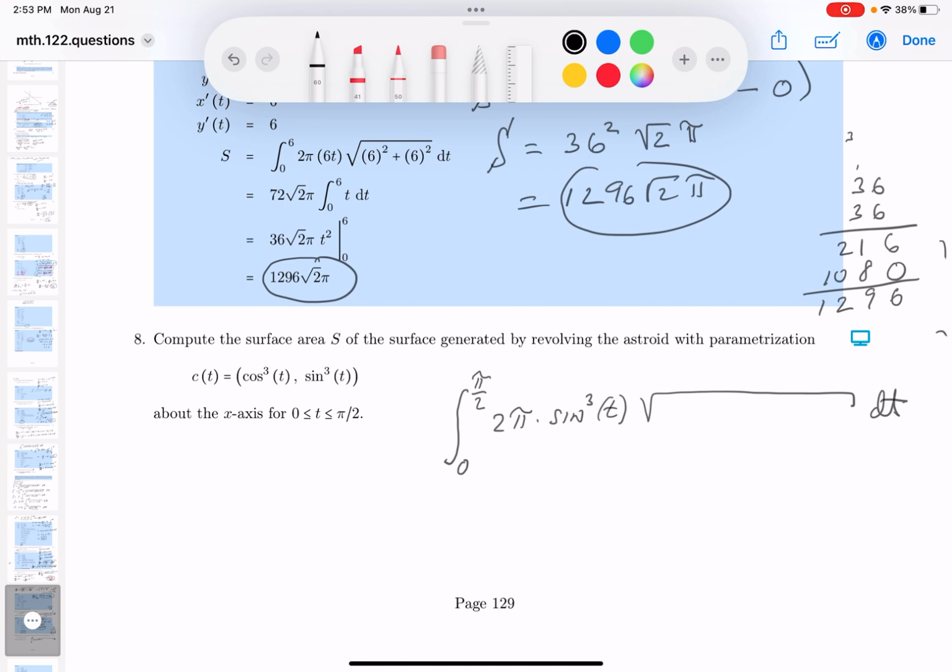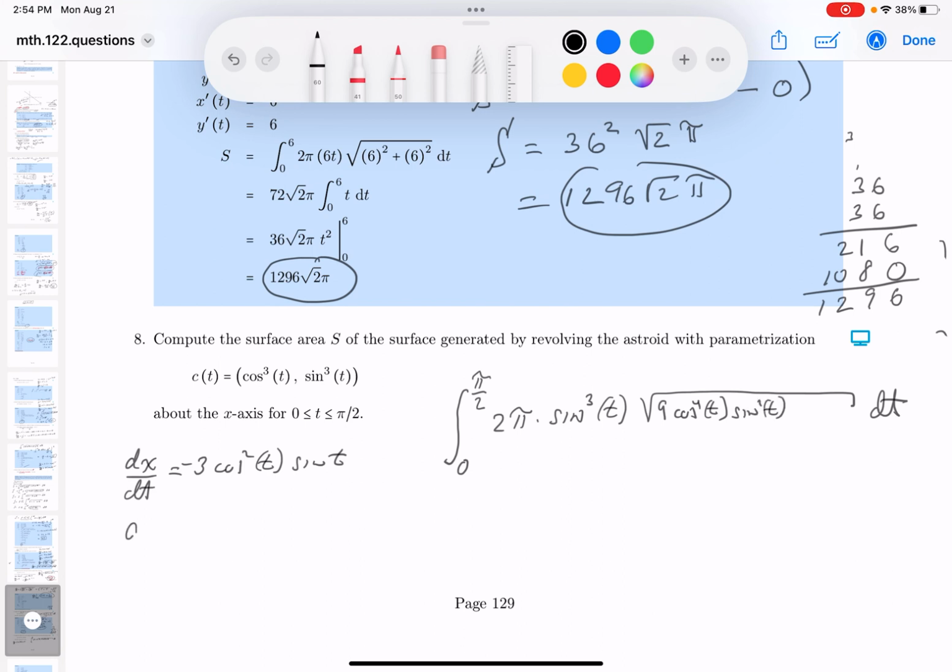What are we going to do now? We're going to do dx dt. A little complicated, isn't it? So dx, I'll write this on the side. That's going to be 3 cosine squared of t times the derivative of cosine, which is minus sine. And we need to square that. So it's going to give us 9 cosine to the 4th power of t sine squared t.